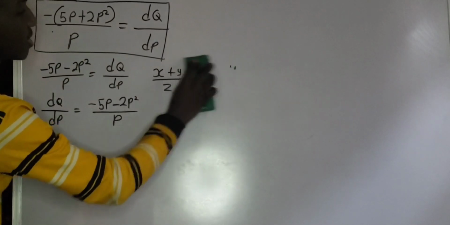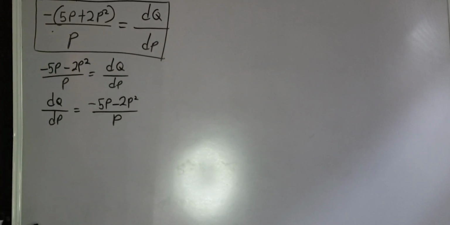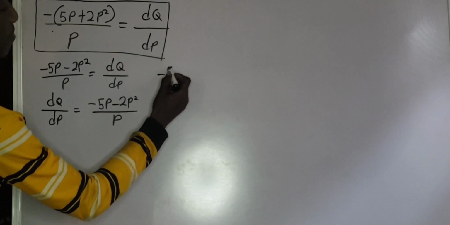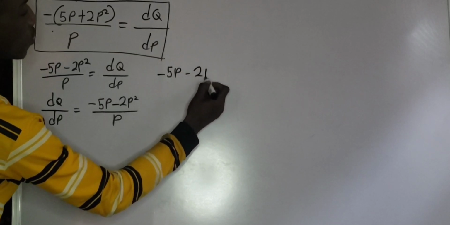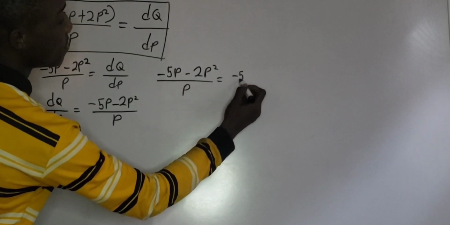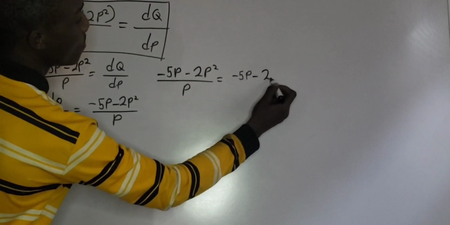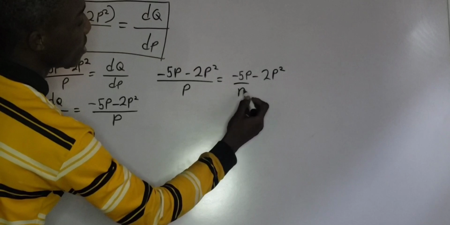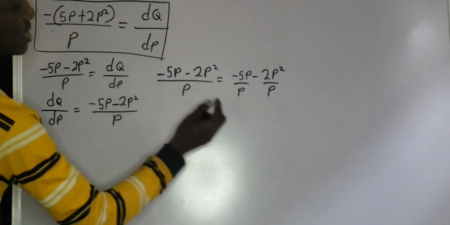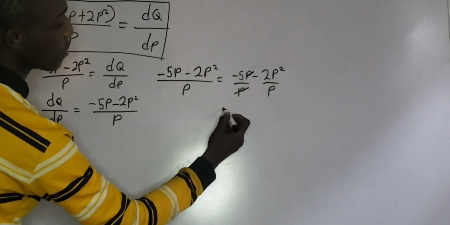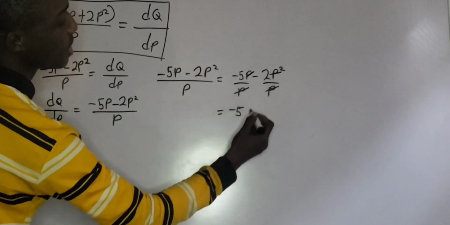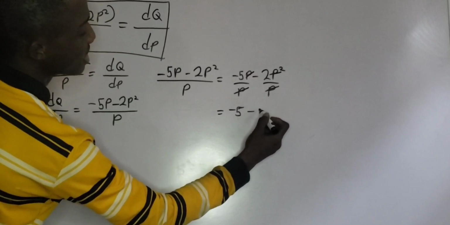So let me erase this. Now, that means that if I have negative 5p, negative 2p squared, all over p, it can be written as negative 5p, negative 2p squared, this over p and this over p. Do you understand? If you find the LCM, you are still going to have this again. Now, this p can divide this p. So I'm going to have negative 5, and this p can divide one of these p. So I'm going to have negative 5, negative 2p.